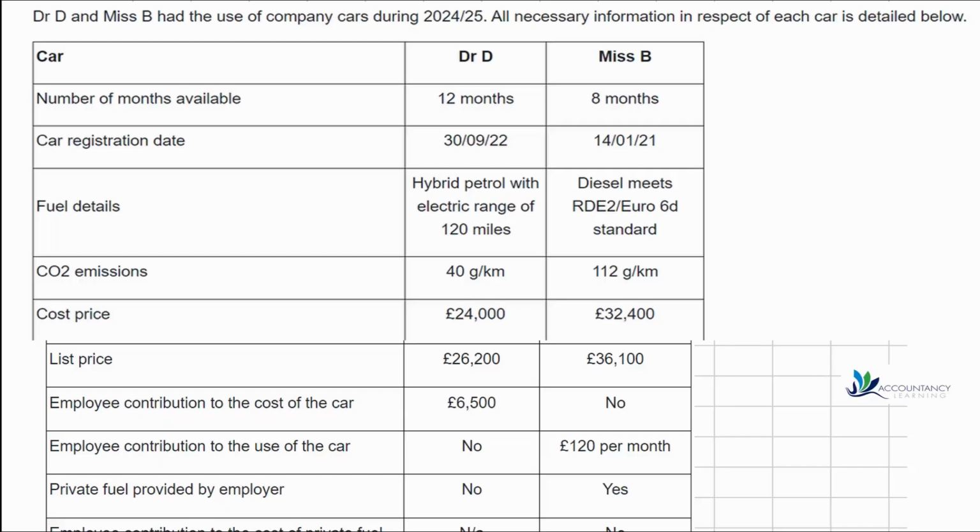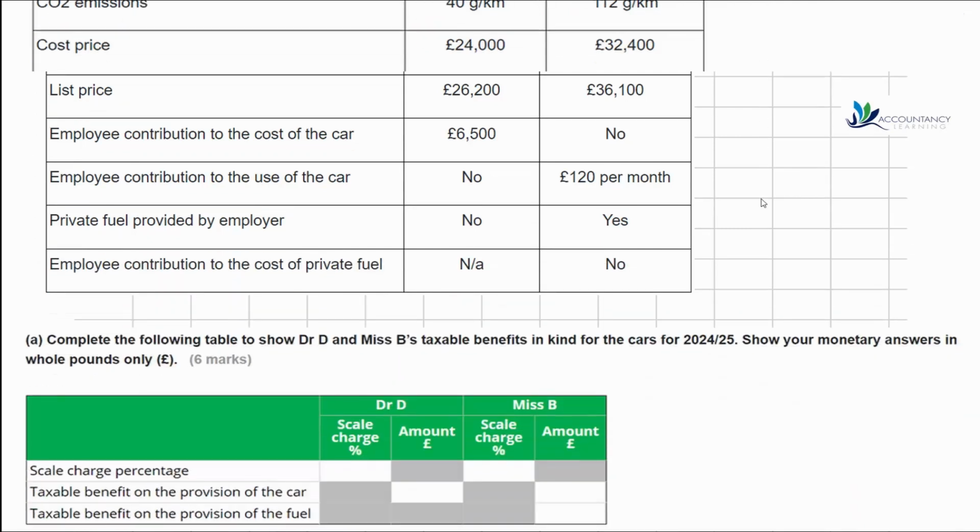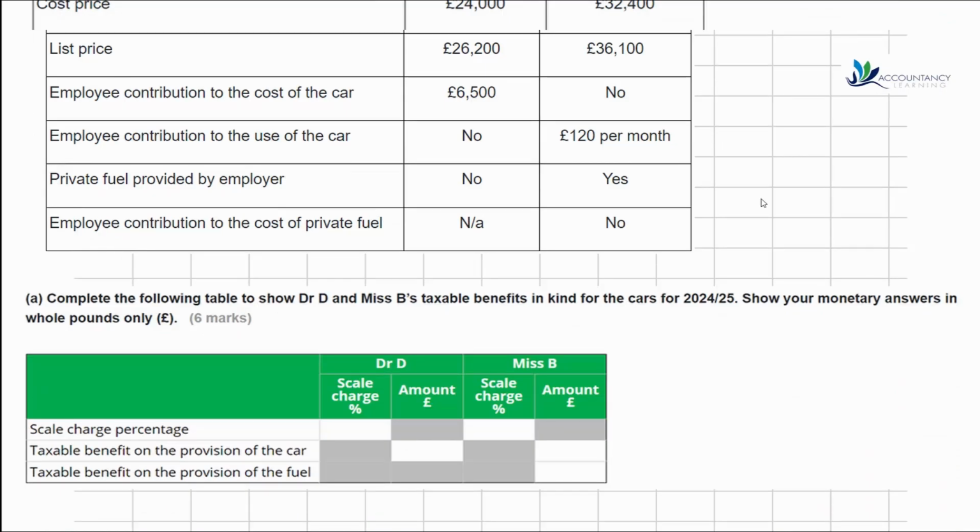So let's look at the information we've been given. Dr. D and Miss B had the use of company cars during the tax year 2024-25. All necessary information in respect of each car is detailed below. So we've got quite a lot of information here, and in terms of exam technique we need to be careful not to get bogged down in all of this information because not all of it will necessarily be useful to begin with. So it's useful just to skip through this information and find out what the requirement is so that we can look at that table with purpose rather than try to absorb all of it.